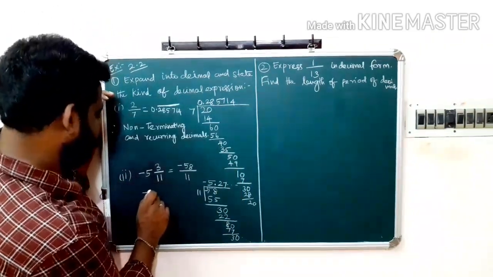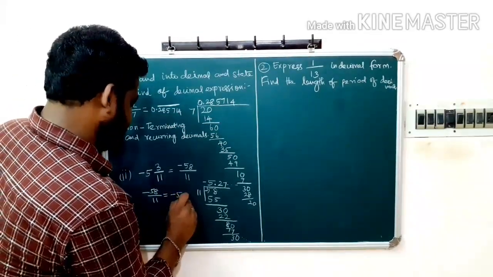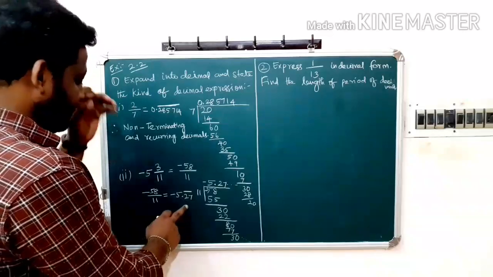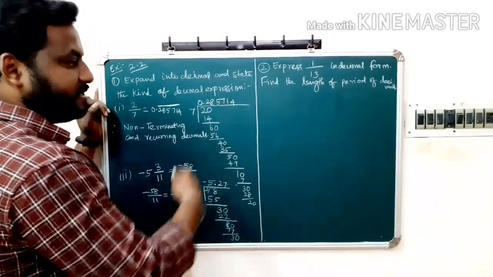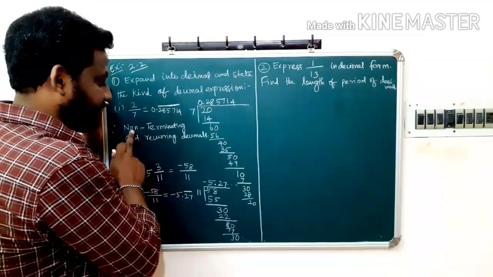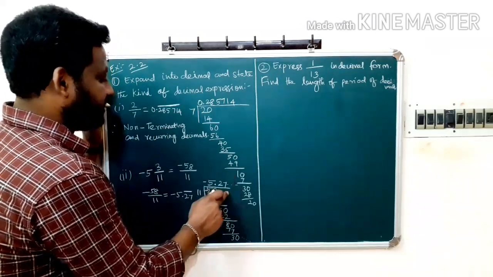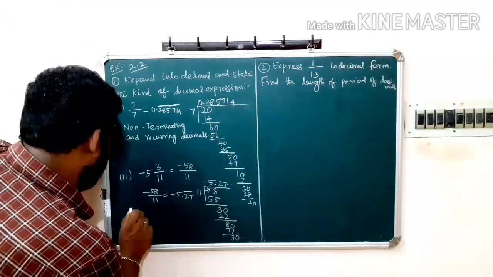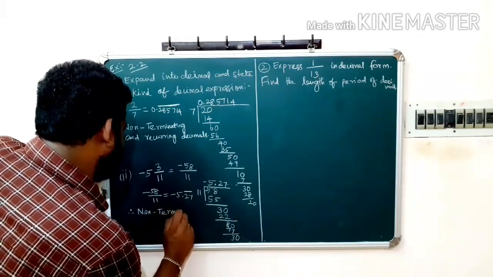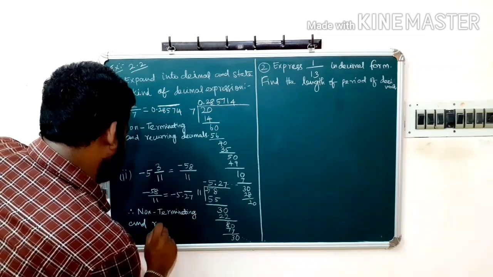So minus 58 divided by 11 is equal to minus 5.27 bar. This is what bar means: the decimal expansion will not end, which means it goes up to infinite. Infinite means non-terminating decimal. And also 27 is repeating, that is the recurring block. So you have to write, therefore, non-terminating decimal and recurring.